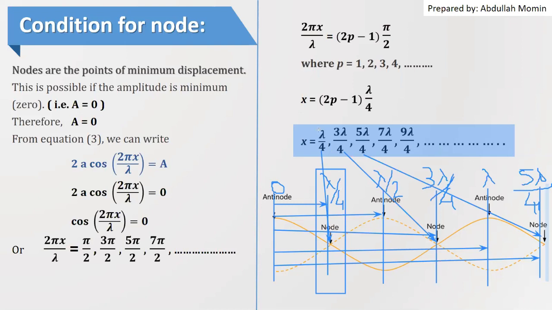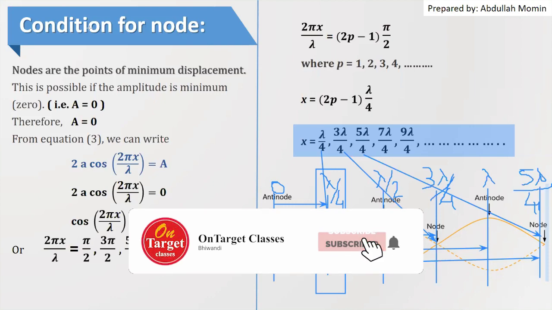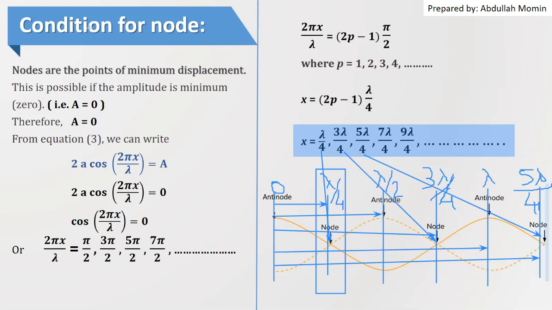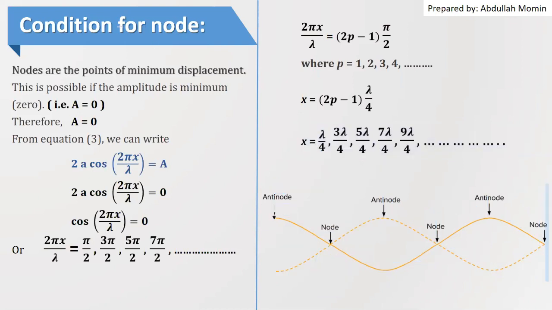So these are the positions of nodes. At these positions we will get nodes. And what is the distance between two successive nodes? Now we are going to measure the distance between two successive nodes.